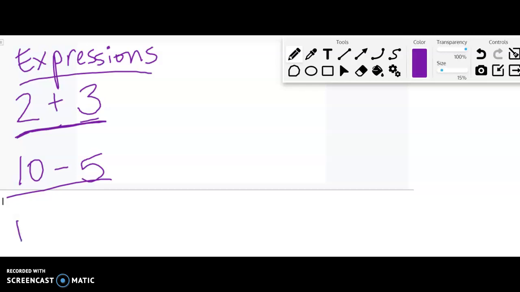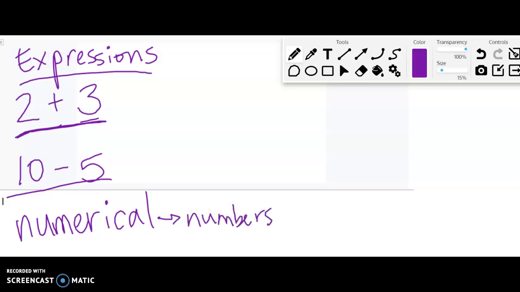Now, these are both called numerical expressions because they just have numbers and operations. Okay? So you'll want to write this in your notebook to show, okay, these are numerical expressions: numbers and operations.